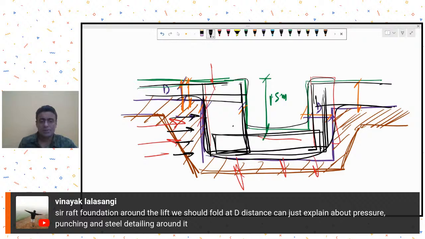These bars, if you are able, you can take them inside, or if not, you can just have them as single bars, and then these are my bars for the raft. And then whatever is the reinforcement, some reinforcement in this direction also you can provide. Okay.